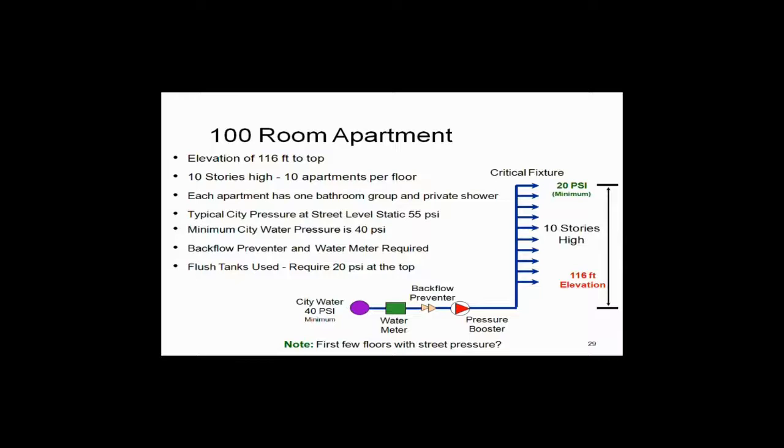In this case, we're going to assume flush tanks at the top, and the flush tanks can work fine with 20 pounds of pressure at the top. So the critical pressure that we're trying to maintain under all demand loads is 20 pounds at the top. No matter what you do with the flow rate, no matter how many pumps you run, no matter what you do, you want to maintain 20 pounds at that critical fixture at the top of the building under all situations, and everybody's happy. That's what you need to understand about the pressures.